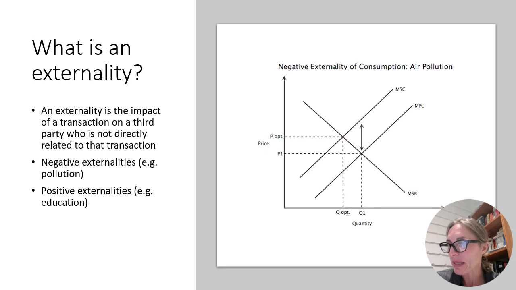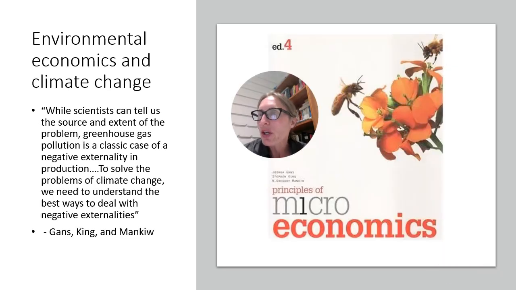So how does this become implemented? Well, this is really the very standard orthodox mainstream way of dealing with climate change. So as Mankiw, Gans and King put it, and they write the textbooks for the Ivy League courses, while scientists can tell us the source and extent of the problem, greenhouse gas pollution is a classic case of a negative externality in production. So to solve the problems of climate change from a neoclassical perspective, we need to understand the best ways to deal with negative externalities.